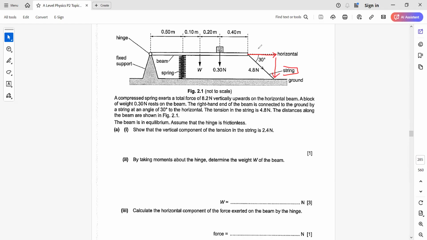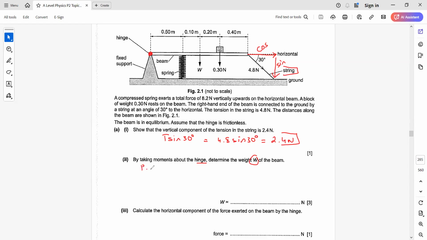Horizontal is the cos component and vertical is the sine component. So the vertical component would be T sine 30. The tension is 4.8, and sine 30 is 0.5. So half of 4.8 is going to be 2.4 Newton. By taking moments about the hinge, do we have a hinge here? Yeah, we have a hinge here. Now determine the weight of the beam. So we have to find out this.